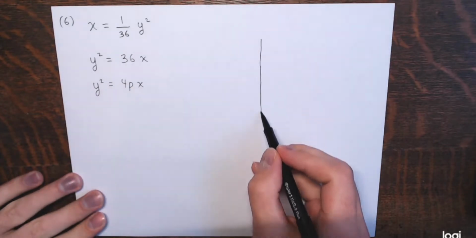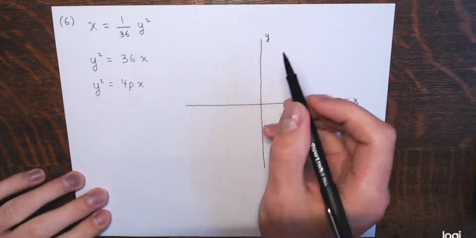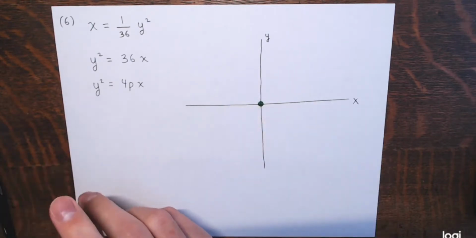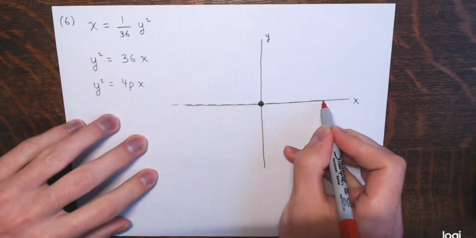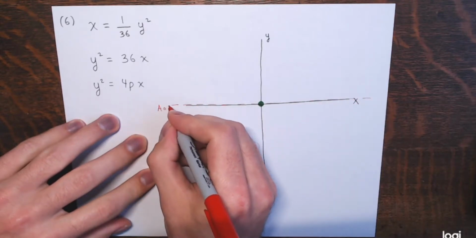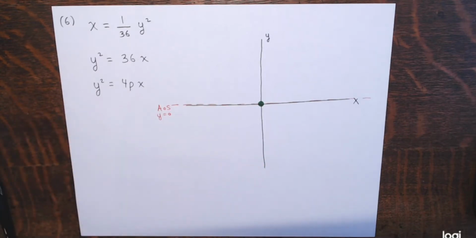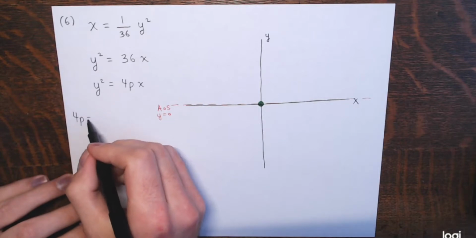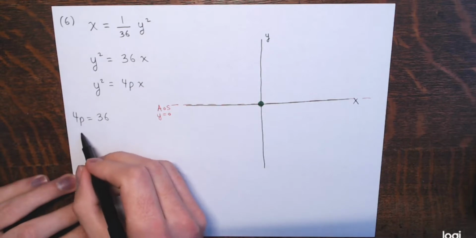Alright, so if it's in that form, I can recognize right away that it's a parabola with a vertex at the origin. There's the vertex. The axis of symmetry this time will be horizontal. This time the axis of symmetry is y equals 0. It's the x-axis. It's a horizontal line this time when y is squared and x is not. Alright, then the value of p: 4p is 36, and dividing by 4, p equals 9.